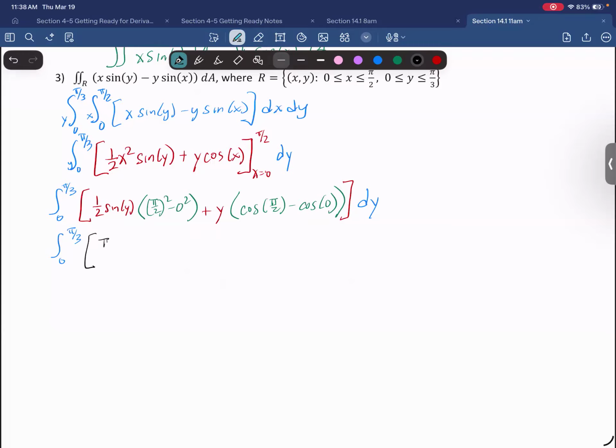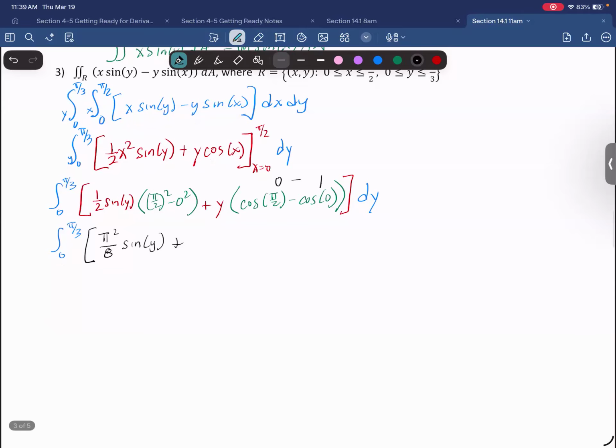This looks like a wonderful pi squared over 8 sine Y. How about them apples? Plus, what is cosine of pi over 2? And what is cosine of 0? 1. So that just turns into minus Y, doesn't it? All right. The fun stuff. Becomes negative pi squared over 8 cosine of Y minus 1/2 Y squared. And that's all evaluated from 0 to pi over 3.